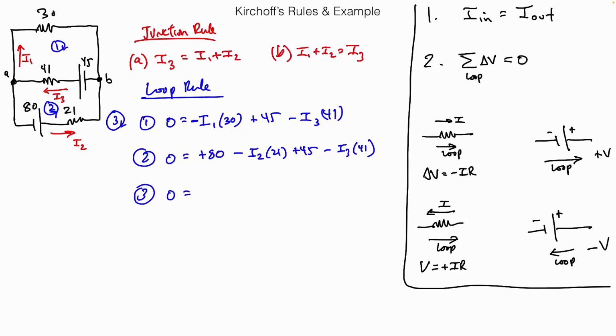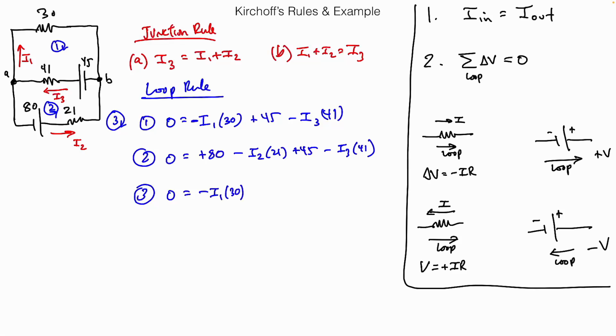How'd you do? All right. Ooh, now what? It's the outer loop. Let's start at point A again, just because. So for the outer loop, coming up, we go through the 30 ohm resistor. Positive or negative? Negative, well, better, negative I1 times 30.